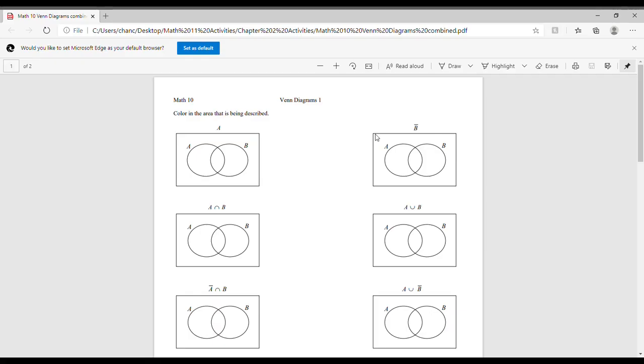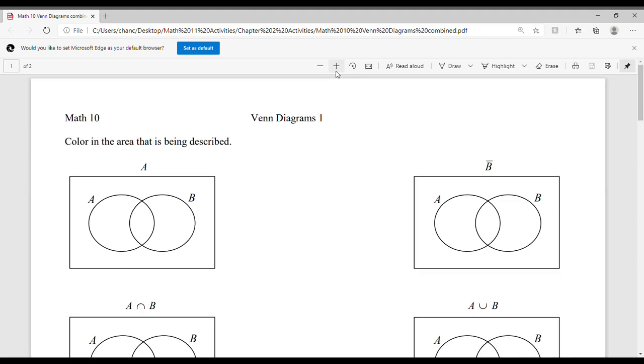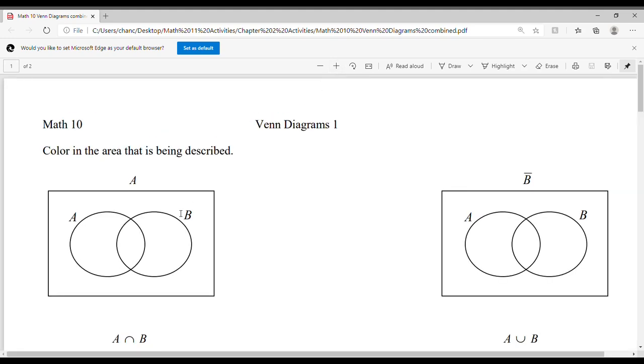Let's get started with Venn diagrams. Let's find the correct shaded region. For the first example, I want to shade region A. Region A would be this entire circle, just the circle with A in it. So that one's pretty easy.